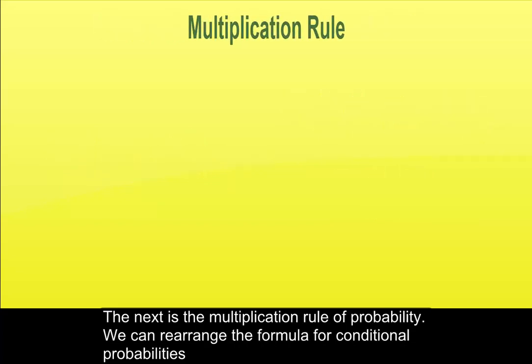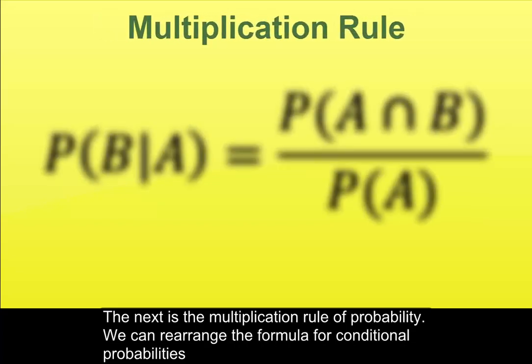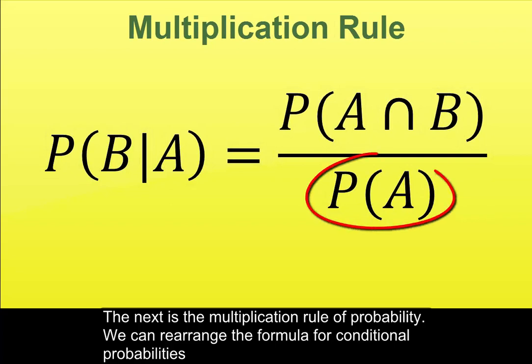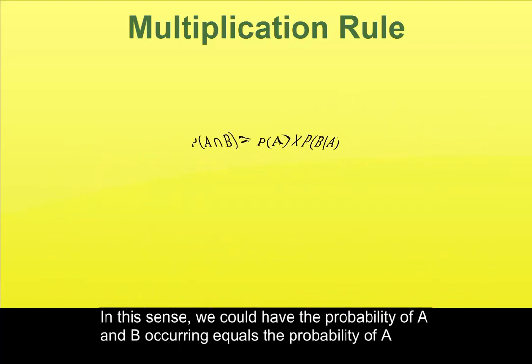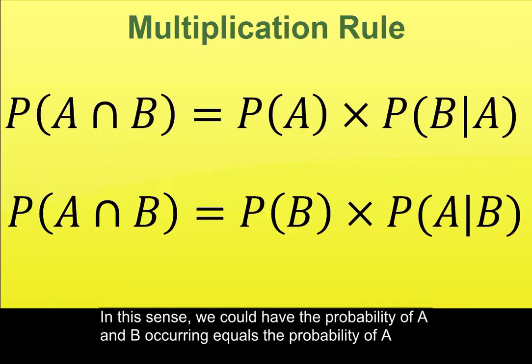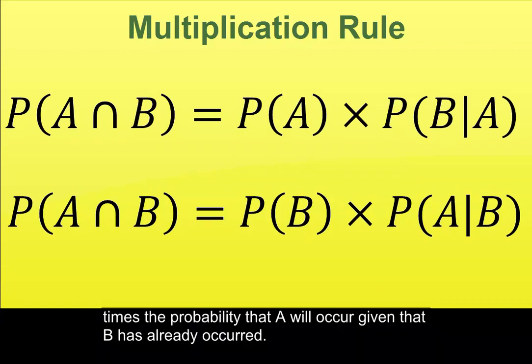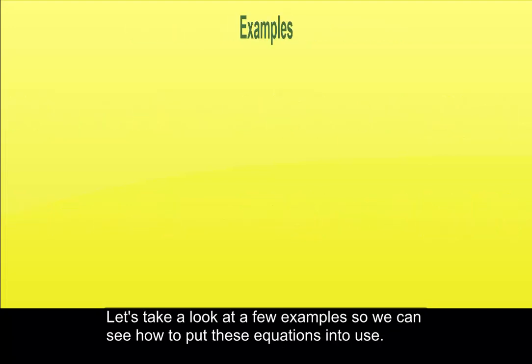The next is the multiplication rule of probability. And we can rearrange the formula for conditional probabilities to get the equations for the multiplication rule. And in this sense, we could have the probability of A and B occurring equals the probability of A times the probability that A will occur given that B has already occurred. So let's take a look at a few examples so we can see how to put these equations into use.